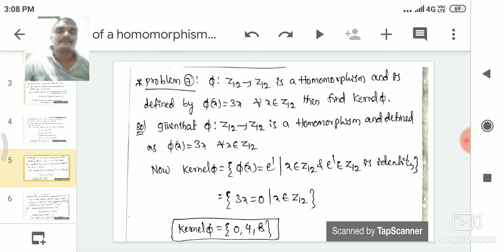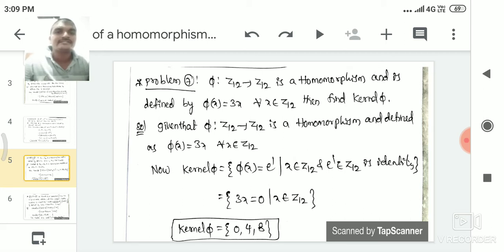Then find kernel phi. Okay, so directly we go to the definition of the kernel of a homomorphism, that is kernel phi is equal to phi of x is equal to e dash, where x belongs to Z12, the domain, and the identity is in the codomain Z12. Here Z12 is a group with respect to addition modulo 12. That's why we take the identity element equal to 0. But here this phi of x is defined as 3x.